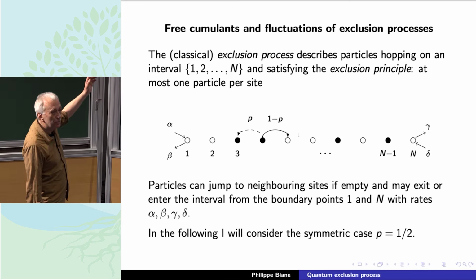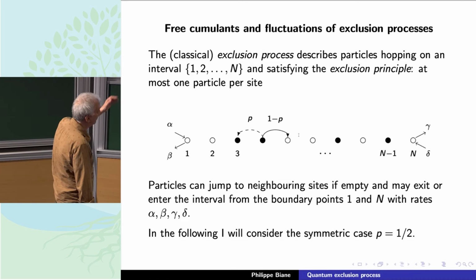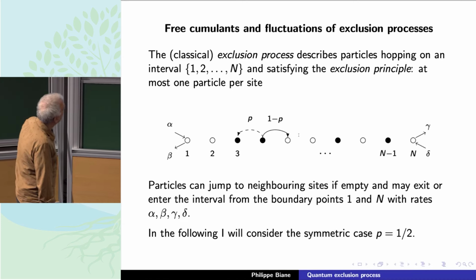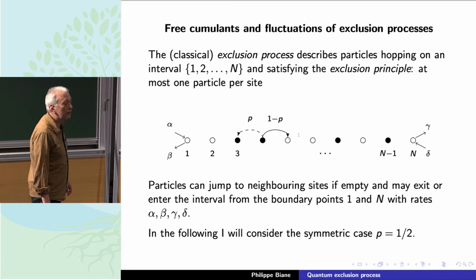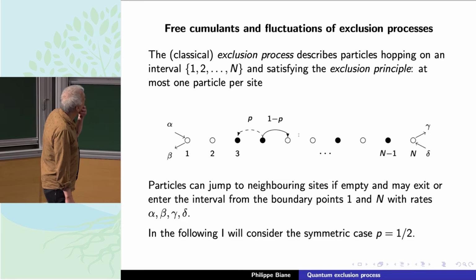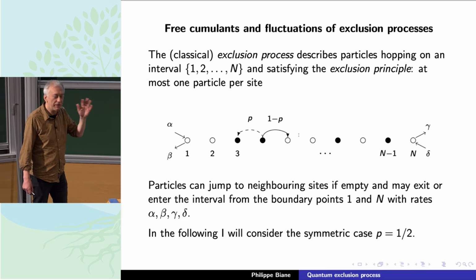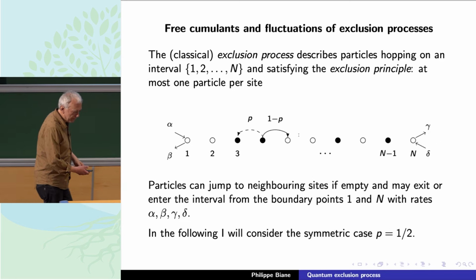There are also particles which come in and come out of the interval from the left or from the right at some rates, alpha, beta, gamma, delta. Okay. So this is a very well-known model, very much studied. There are lots of papers about this model, and a lot is known. So one of the interesting things is the stationary measure.